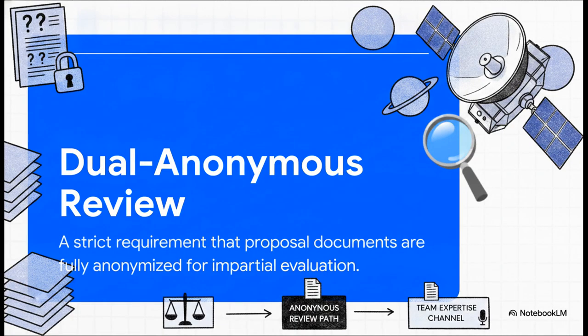Now, you must carefully ensure that all PDF documents you upload into the RTPS strictly adhere to the Dual Anonymous Peer Review, or DAPR, guidelines. This is absolutely vital. The evaluation process is strictly anonymized to guarantee that proposals are judged purely on their scientific merit and not on the names or the institutions attached to them. You will submit your non-anonymized team expertise in a completely separate, dedicated channel, but that core science PDF has to remain totally anonymous. No exceptions.